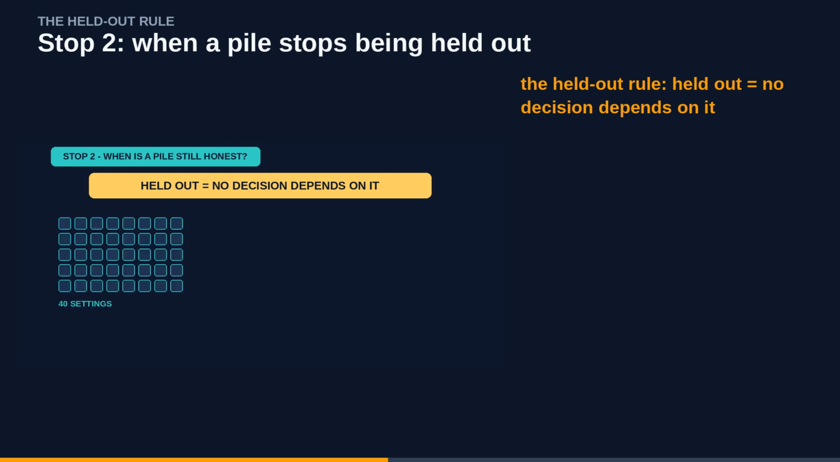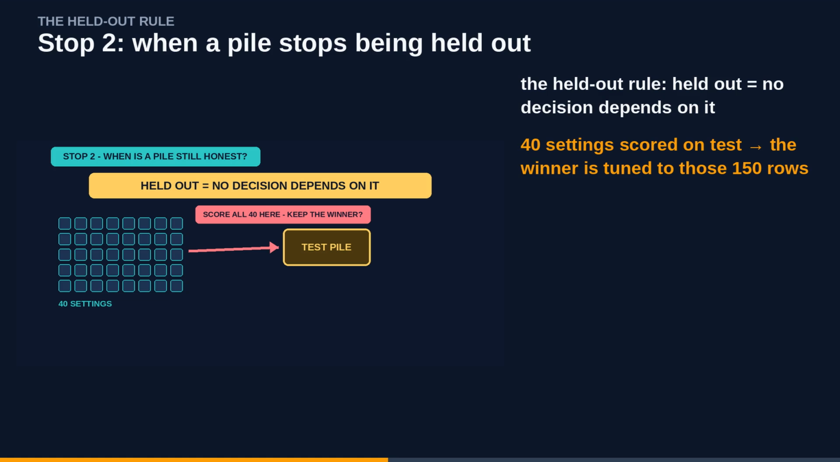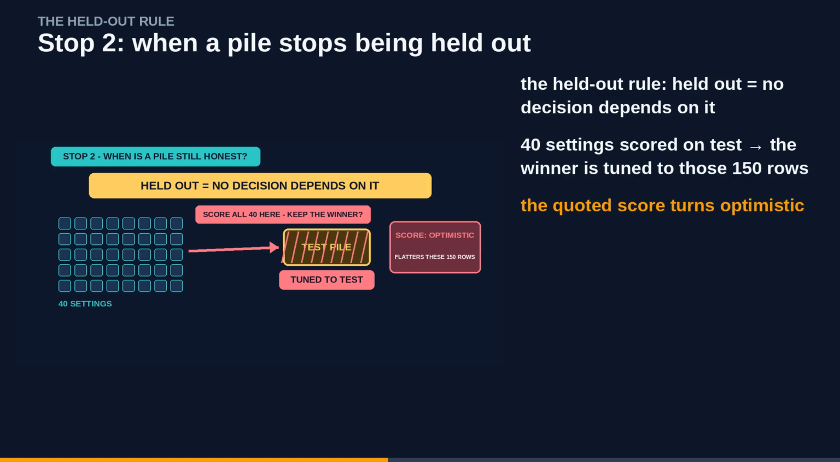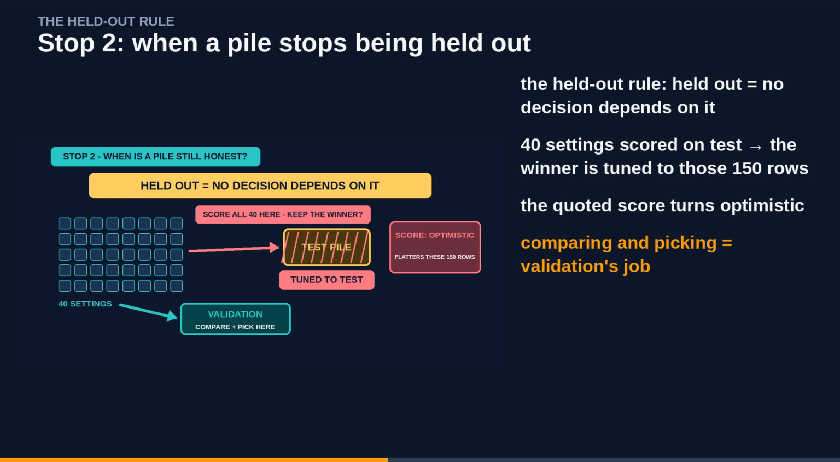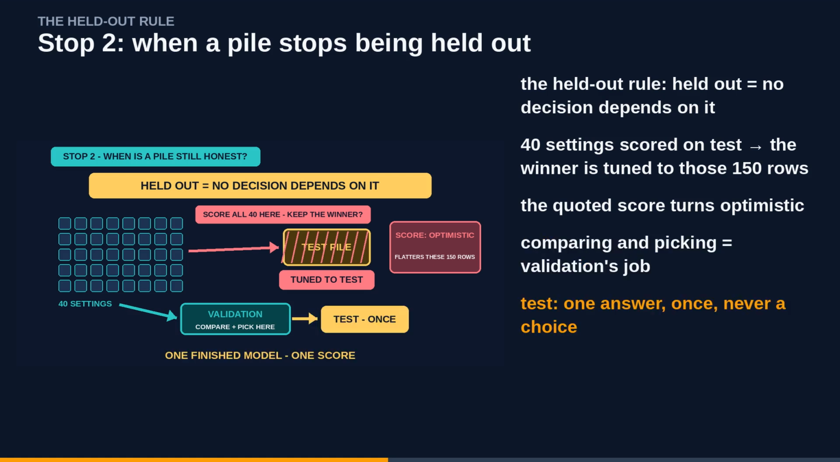Suppose you try 40 different hyperparameter settings, score every one of them on the test pile, and keep the winner. It feels harmless, but by picking the winner with test scores, you have quietly tuned the model to those particular 150 rows, and the number you quote is now optimistic, flattering on these rows, unreliable on genuinely new flats. That comparing and picking job is precisely what the validation pile exists for. The test pile answers one question, exactly once, and never influences a choice.